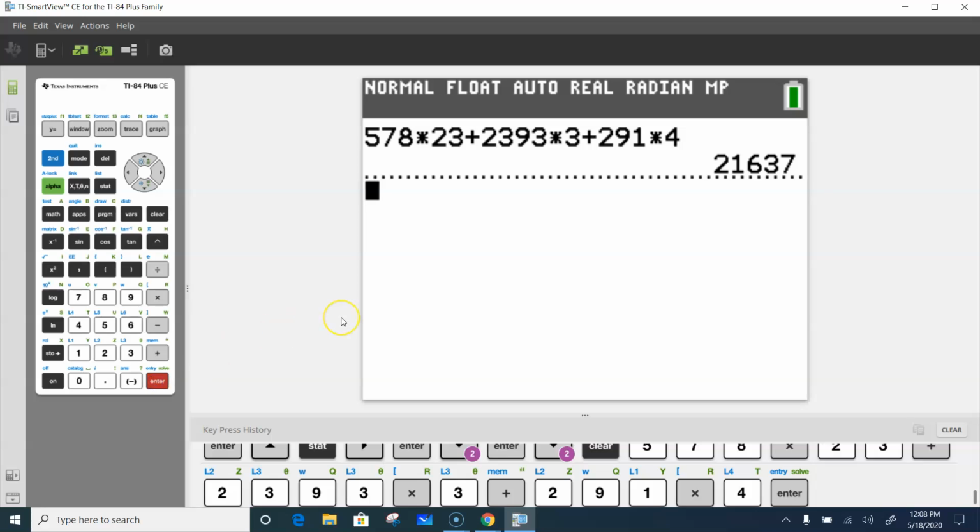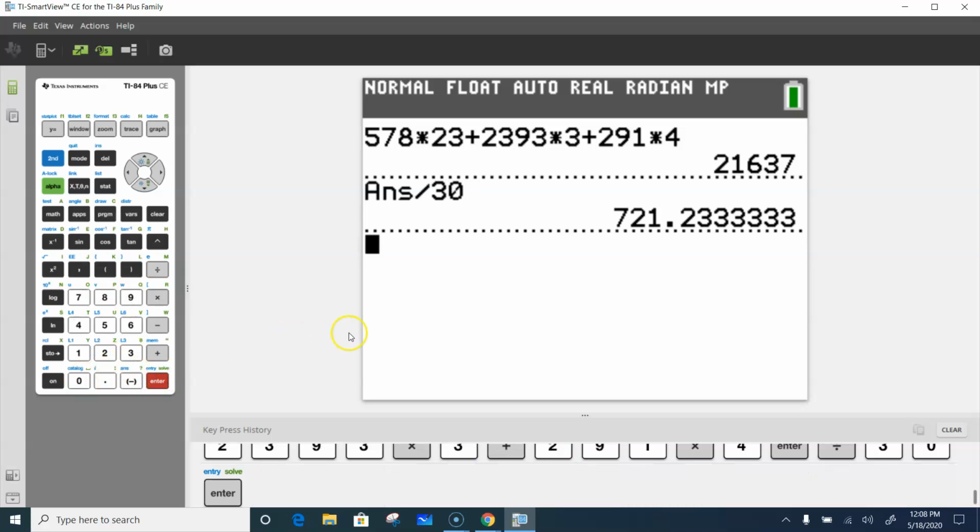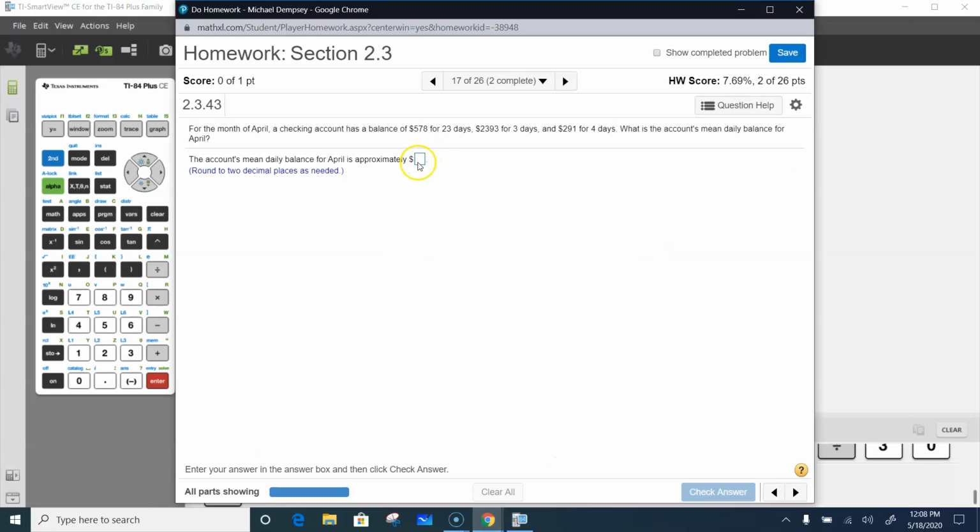So this is my total number of days balances added up. I want to take that and divide by 30 to get the average daily balance. So it would be $721.23.